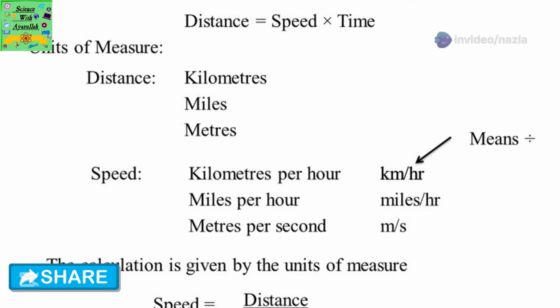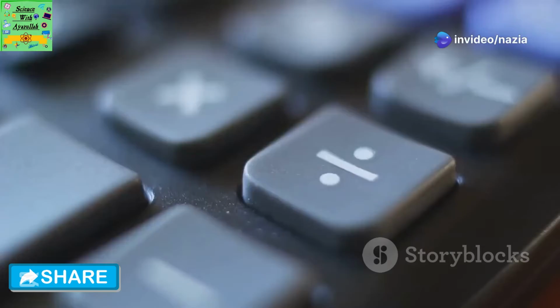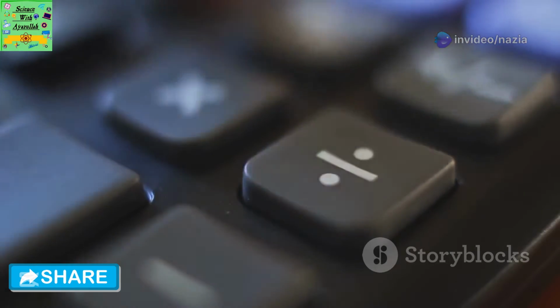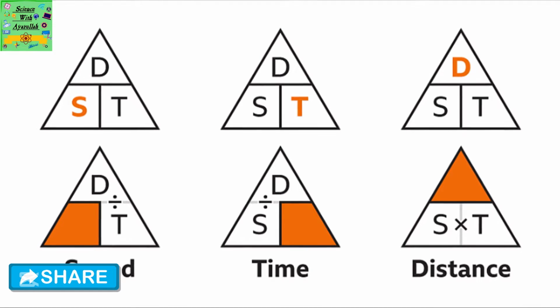Let's dive into a quick example. Imagine a bus travels 100 meters in 20 seconds. To find the speed, divide the distance by the time. That's 100 meters divided by 20 seconds, which equals 5 m/s.